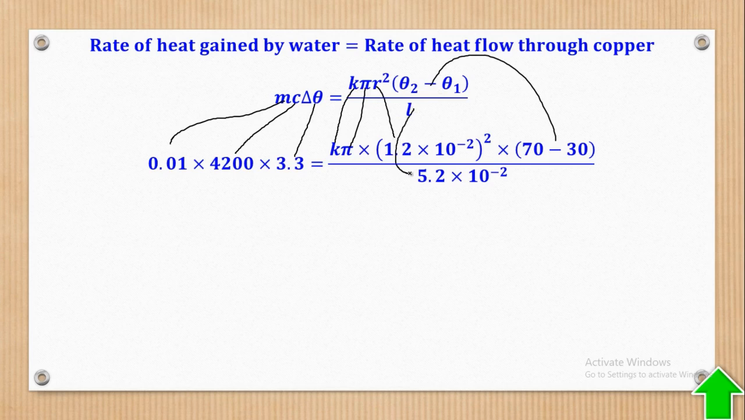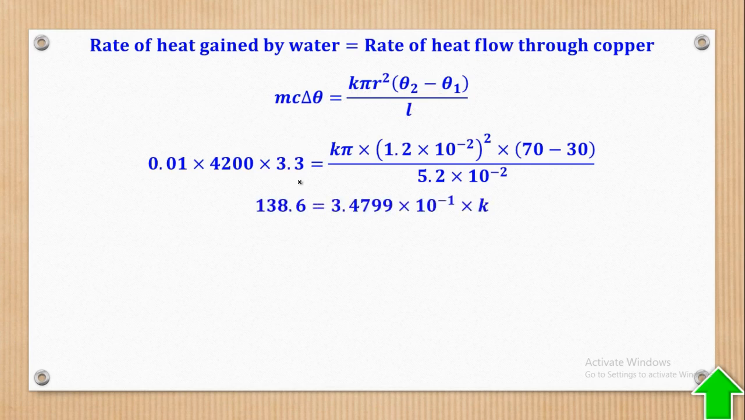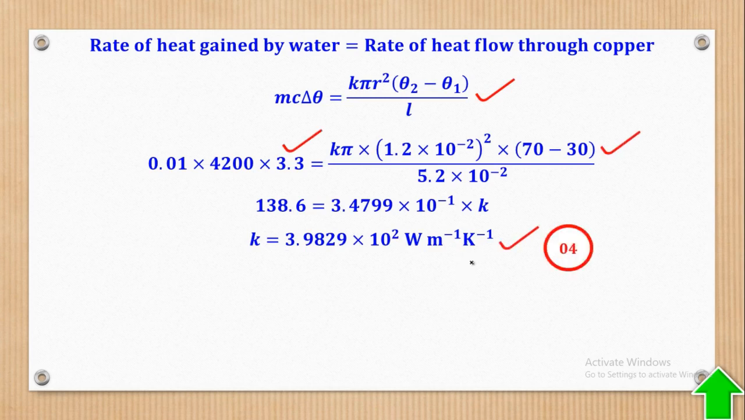is that. So in this case we realize that K is the only unknown, therefore when I simplify I'll be able to get K as 3.9829 exponent 2 watts per meter per Kelvin. So that's how marks would be awarded. So now we shall go to part C.